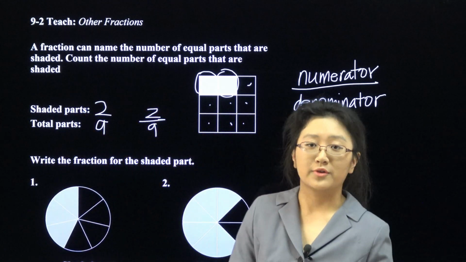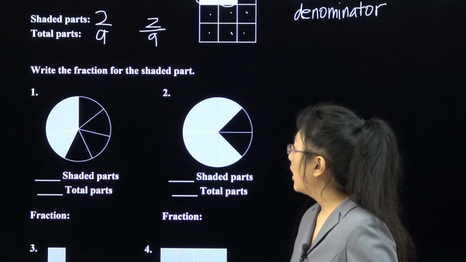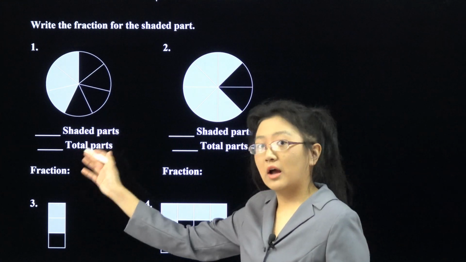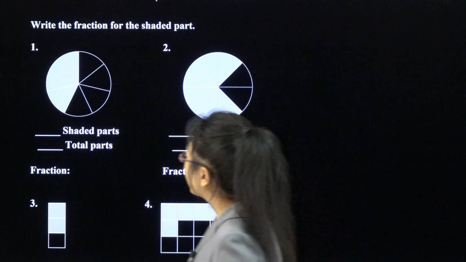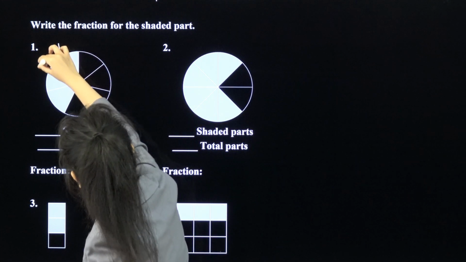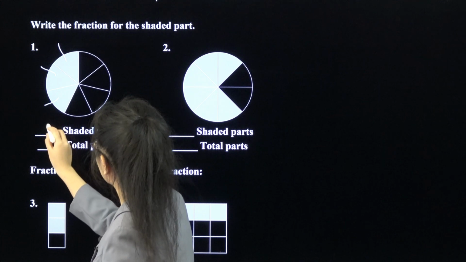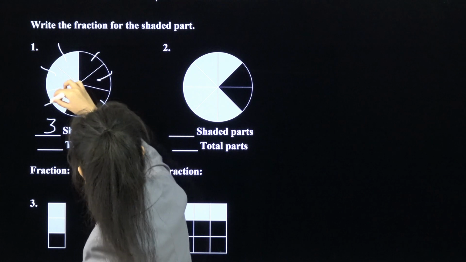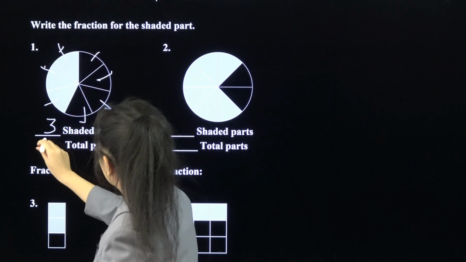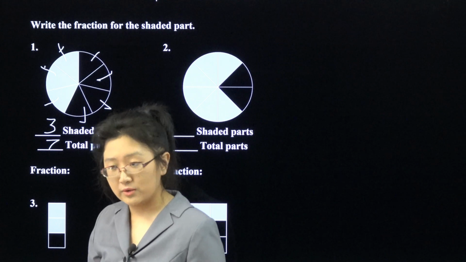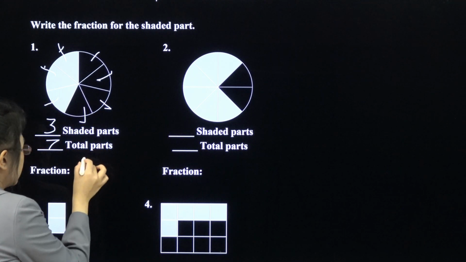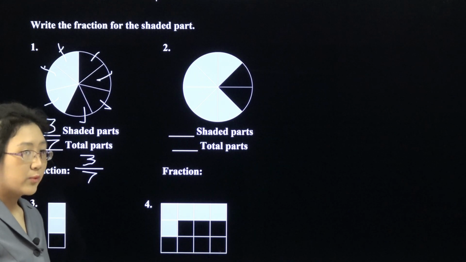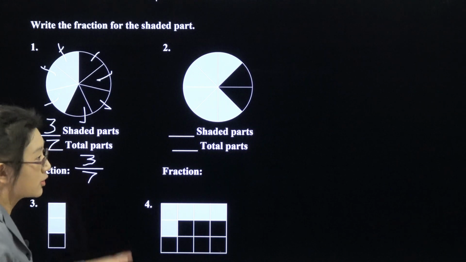Now that we've got that example down, let's do some practice problems. Write the fraction for the shaded part. So how many shaded parts are there? Well, there's 1, 2, 3 shaded parts. And there's 1, 2, 3, 4, 5, 6, 7 total parts. The fraction would be shaded parts over total parts. 3 over 7.